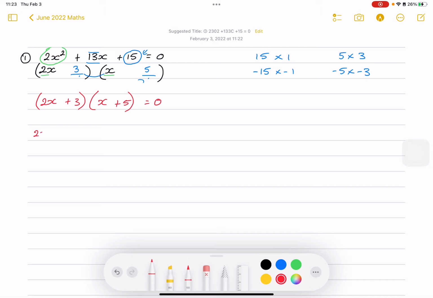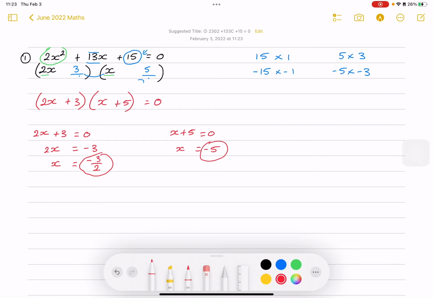So it's going to be 2x plus 3 equals 0. So I move my 3 to the other side. That becomes minus 3. And I have to divide by 2. So minus 3 on 2. That is my answer. And the other bracket would be x plus 5 equals 0. And this is a straightforward one. x is equal to minus 5. So my values of x will be equal to negative 3 on 2, or x is equal to minus 5. And there you have it.